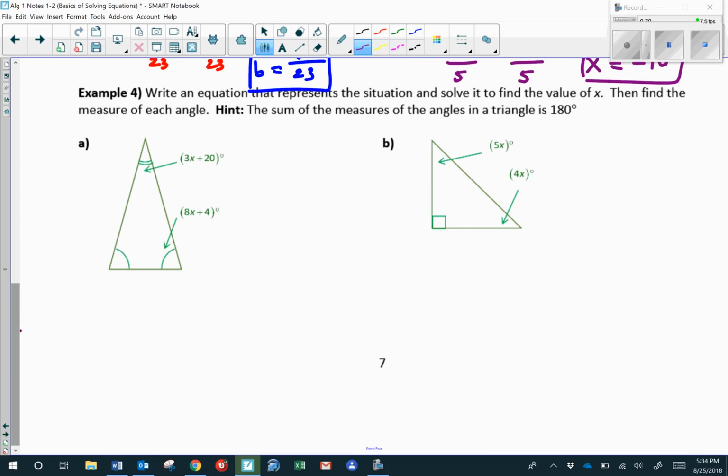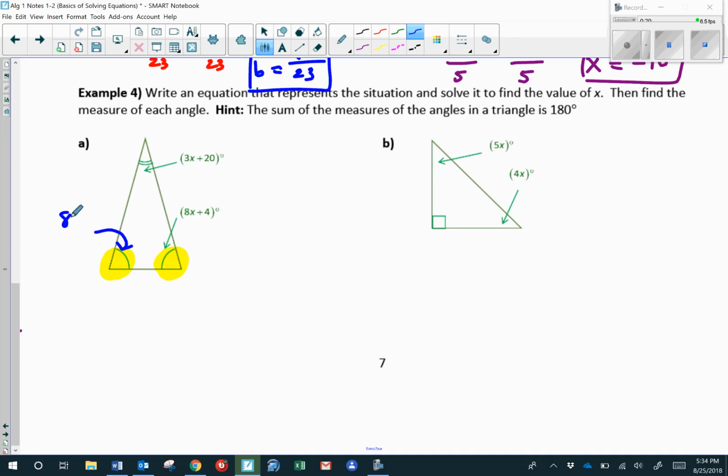Last example here, where we want to write an equation that represents the situation and then solve it to find the value of x. The situation here is we are given information about angles in a triangle. The thing to remember about angles in a triangle is that their measures add up to 180 degrees. Now there are also some markings in this first triangle. You'll notice that the two angles at the bottom of the triangle are marked in exactly the same way. That means that their measures are the same.